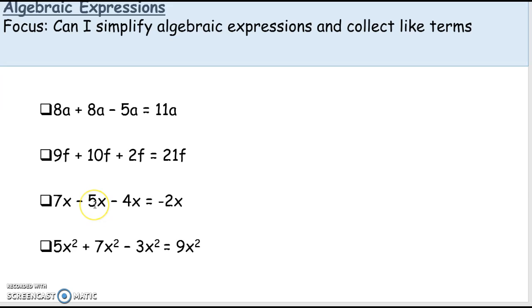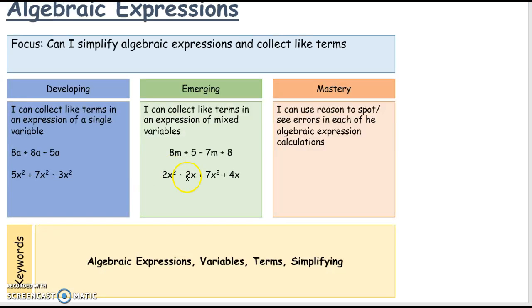7x minus 5x will give you 2x. And the 2x minus 4x will give you minus 2x. So negative numbers do happen here. For here, same idea. The x squared, x squared, and x squared will all relate to one another. So think of it as 5 plus 7 minus 3 to give you 9. So that's a very simple developing strand for collecting like terms for a single variable.